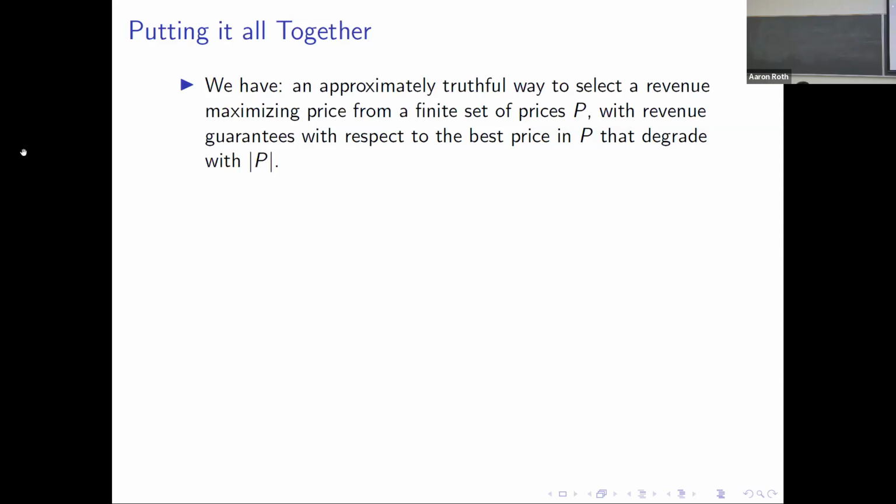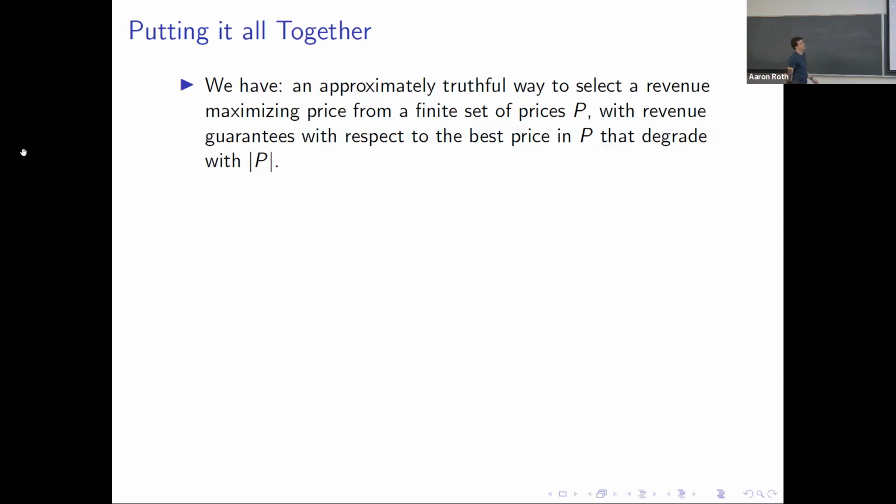So just putting it all together, we now have a simple randomized method for looking at bids, selecting randomly a price that approximately maximizes revenue, at least with respect to this finite comparison class P, and is approximately truthful.